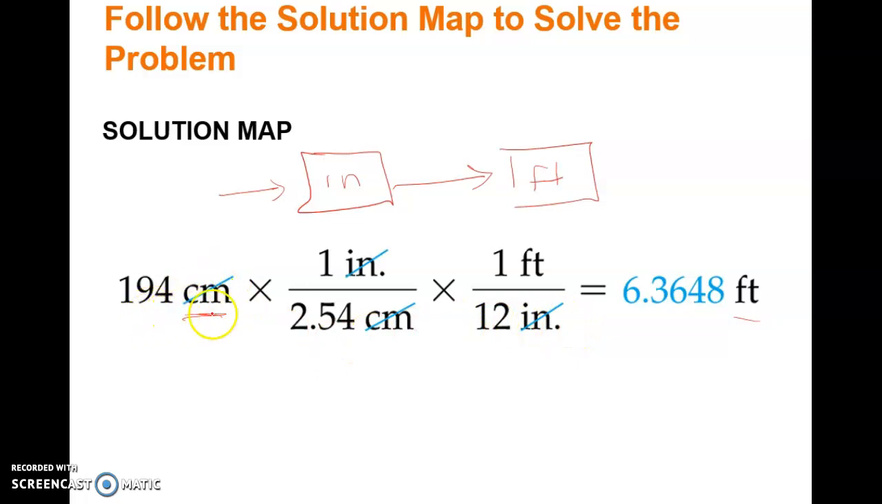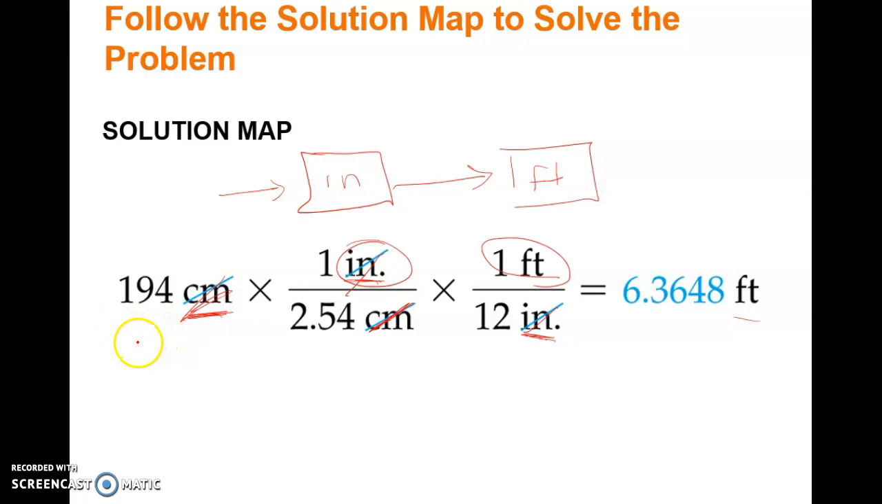So on this one here, I started with 194 centimeters. I know that I'm trying to get to feet. I don't know a conversion that gets from centimeters to feet, but I do know a conversion that gets from centimeters to inches. I know that 1 inch has 2.54 centimeters. I have centimeters on the top here, so I need to have it on the bottom here so I can get it to cancel. Okay, so now I'm in inches, but I don't want to be in inches. I want to be in feet. So I know that 1 foot has 12 inches. Since I have inches on the top here, I need to have it on the bottom here to get it to cancel. And then I'm left with feet, which is what I'm looking for.